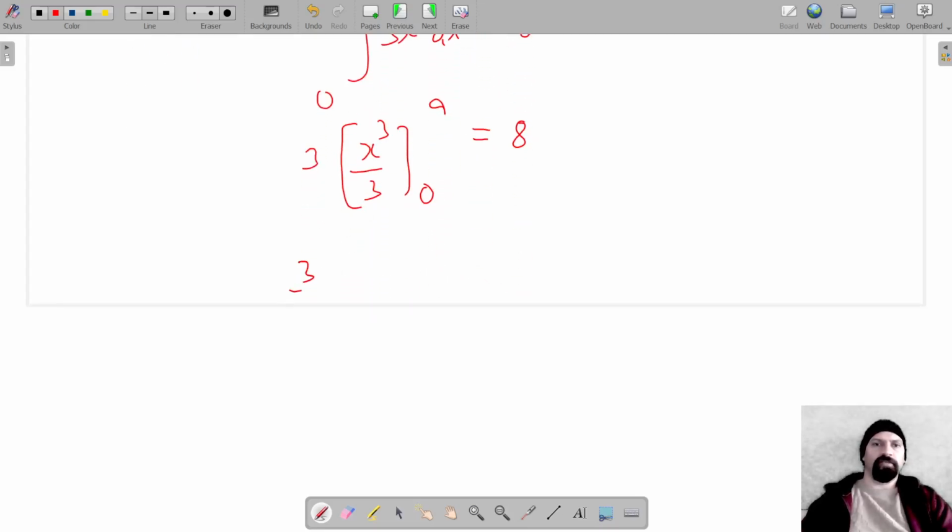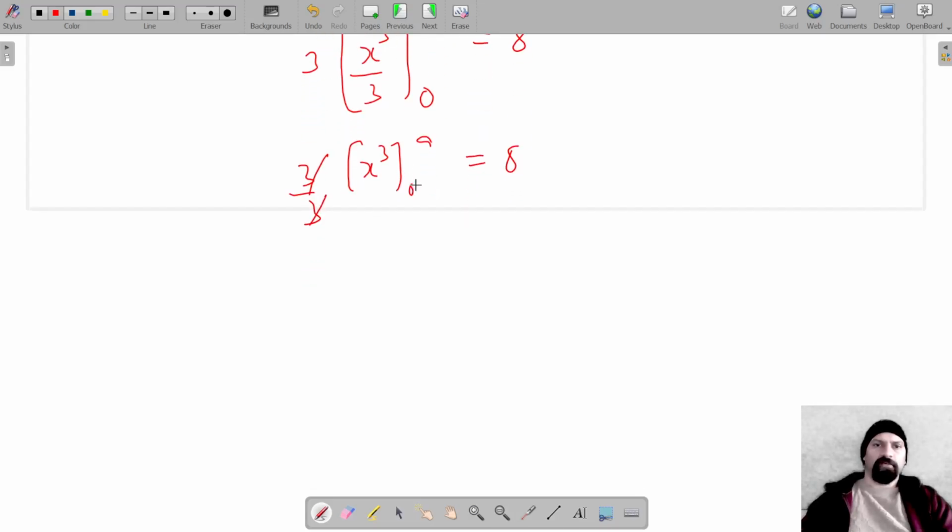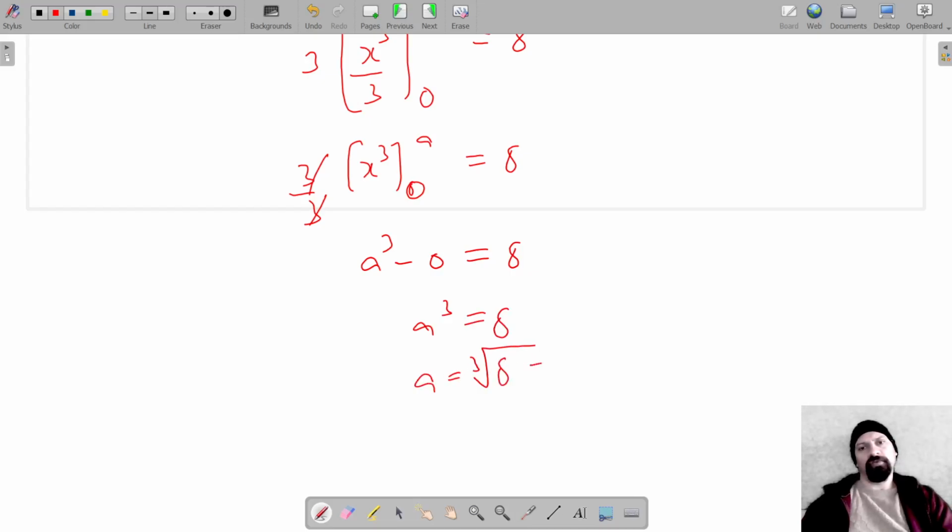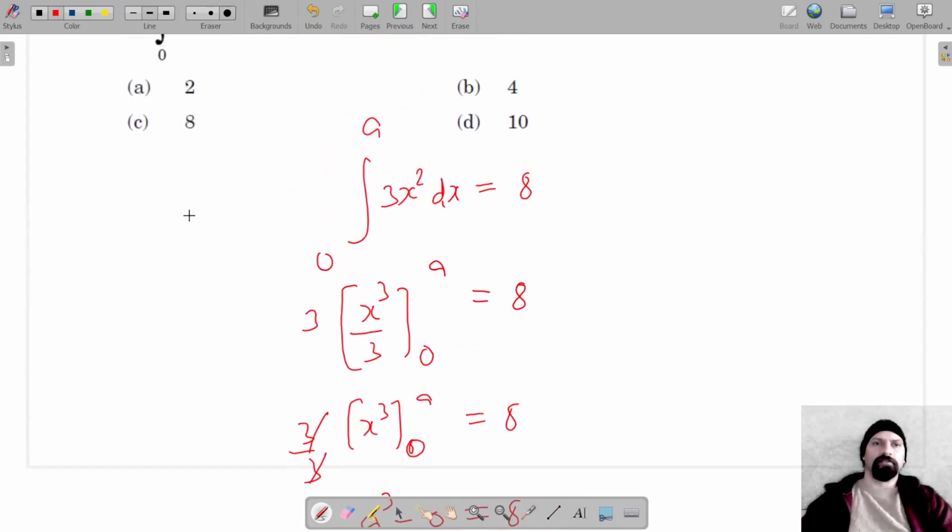So 3, if taken out, this is 3 divided by 3, which is now 1, and it's x cubed from 0 to a, equal to 8. Evaluating it for a and limit 0, this is a cubed minus 0, which is equal to 8. So a cubed is equal to 8, so a is the cube root of 8, which is equal to 2. So a is equal to 2, which is the first option, A.